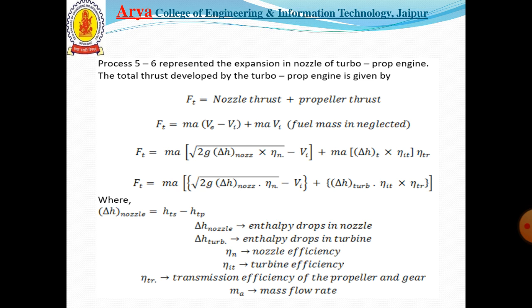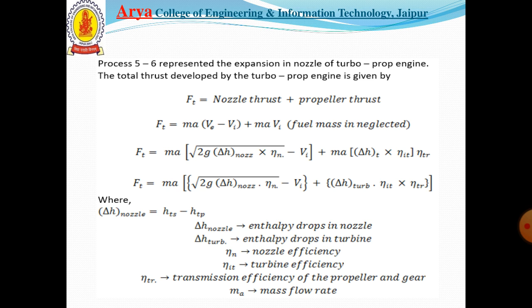Now the total thrust developed by the turboprop engine, Ft, is equal to the nozzle thrust plus the propeller thrust. Ft equals ma into (Ve minus Vi), where Ve is the exit velocity and Vi is the initial velocity, plus the propeller term, with the fuel mass neglected. Now Ft equals ma into (root of 2g delta H nozzle into efficiency of nozzle minus Vi) plus ma into delta Ht into eta t into eta tr.